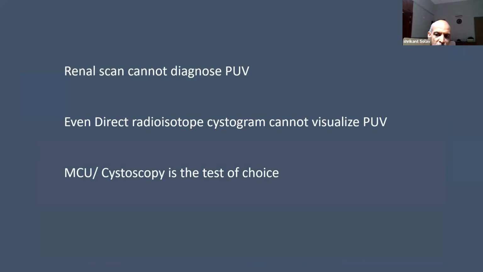So reflux can itself be an important cause of false positive result for obstruction because of intermittent backflow. So renal scans cannot diagnose posterior urethral valves, even direct isotope cystogram. The direct isotope cystogram is a very good and very sensitive investigation to look for reflux. However, when it comes to diagnosis of posterior urethral valves, the test of choice is either MCU or cystoscopy. Nuclear scans cannot visualize or diagnose the urethra and posterior urethral valves.